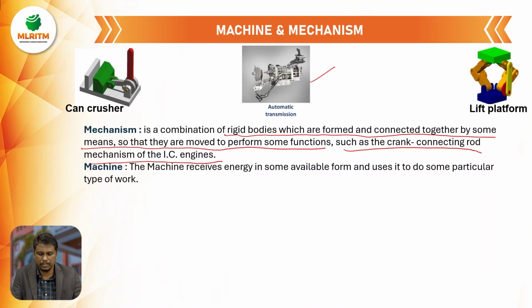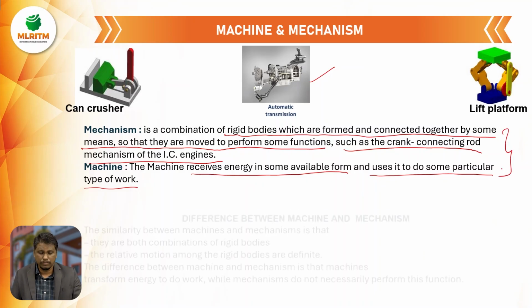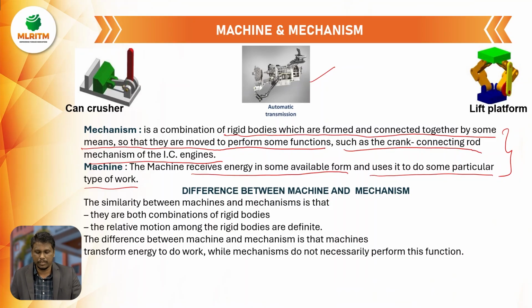The machine definition: a machine receives energy in some available form and uses it to do a particular type of work. So there is a huge difference between machine and mechanism. The similarity between the machine and mechanism is that they are both combinations of rigid bodies. I hope you know what a rigid body is. And the next point is that the relative motion among the rigid bodies is defined. The difference is that a machine transforms energy to do work, while a mechanism does not necessarily perform any function.